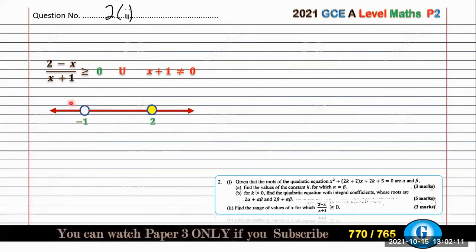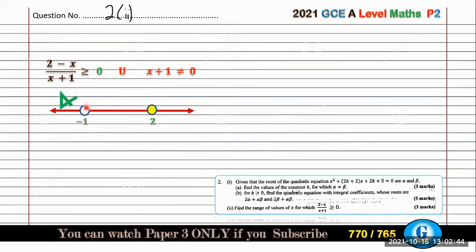That's why we're using this. So we can test, let's start with the region below -1. The region below -1, take any number less than -1. For example, -2 and test. So 2 minus -2, the numerator is positive. The denominator, -2 plus 1 is negative. So the numerator is positive, the denominator is negative. Positive divided by negative is negative. Now question, is a negative number greater than 0? No. It means that this region below is the wrong region.